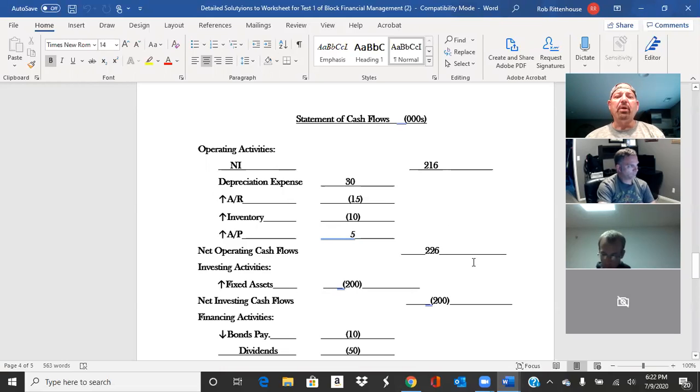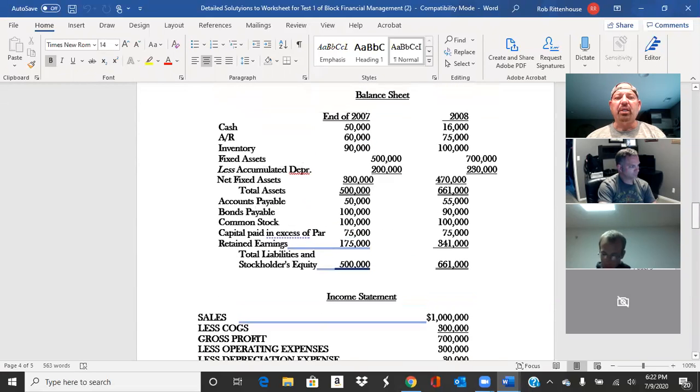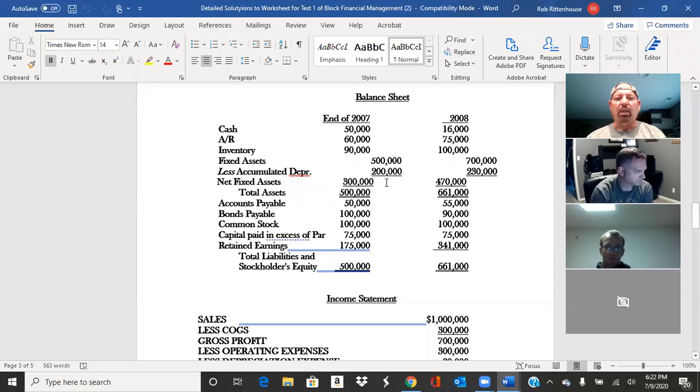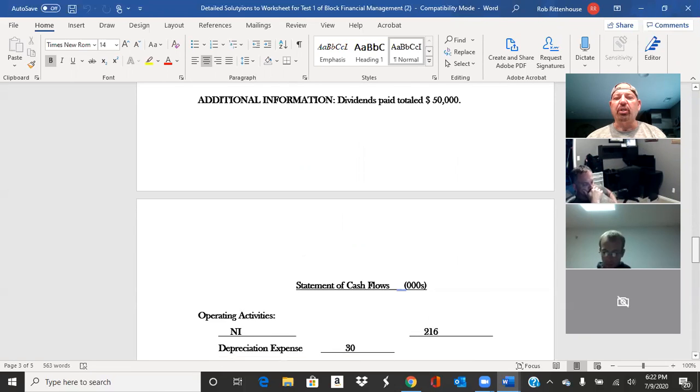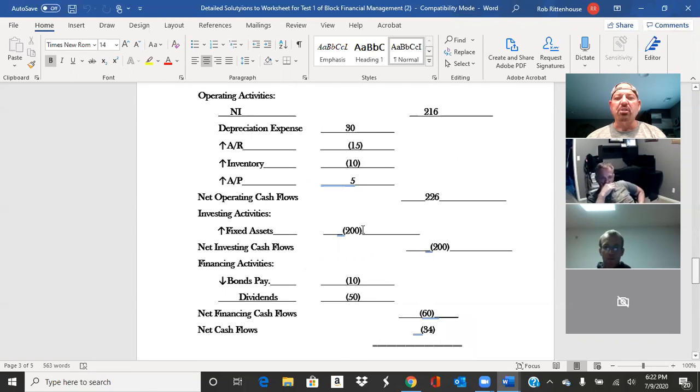Okay, then we have investing activities, and remember, it's not the change in net plant and equipment, it's the change in gross fixed assets that we use. Gross fixed assets went from 500,000 to 700,000, so obviously we spent $200,000 in cash to buy fixed assets. So that's a negative 200,000 cash flow, and that's our net investing cash flows.